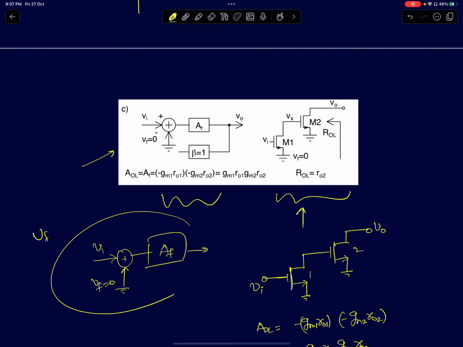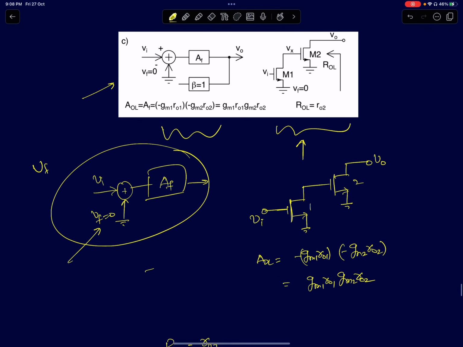So in any negative feedback system, if you're finding the open loop gain, you have to ensure the quantity that is fed back is 0. So how do I do that? If you look at this circuit here, previously I was feeding the drain voltage back to the source. So I have to open circuit the drain and then ensure that the fed back quantity is 0 here.